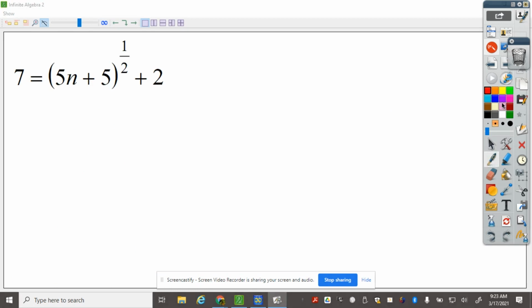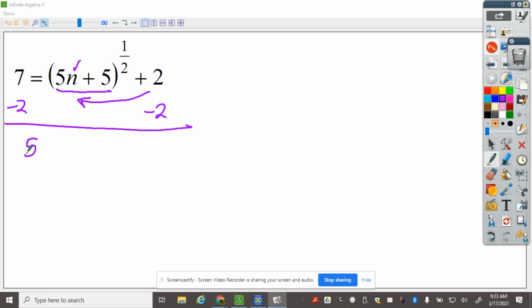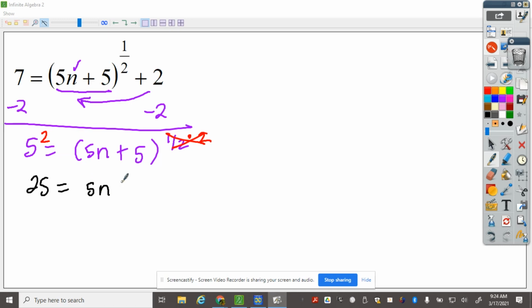Next, solve. 7 is equal to the quantity 5n plus 5 raised to 1/2, plus 2. Again, my goal is to isolate the variable n. I need to move the 2 to the other side, so I subtract 2 from both sides. That gives me 5 is equal to 5n plus 5 raised to the 1/2. Same thing as a while ago, for the 1/2 I need to raise both sides to the second power. The 1/2 times 2 will cancel out and be 1. That leaves me 5 squared, which is 25, equal to 5n plus 5.